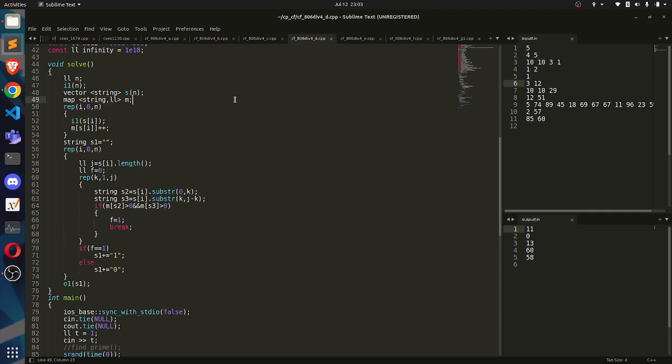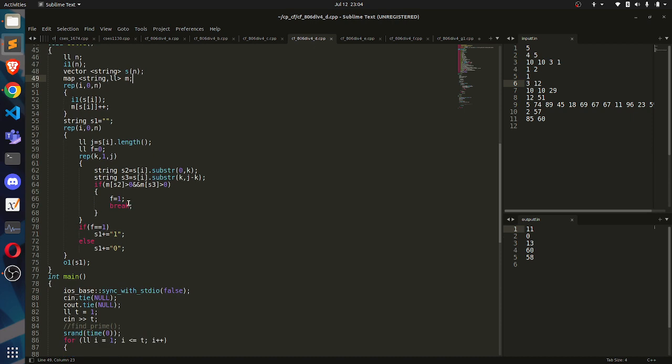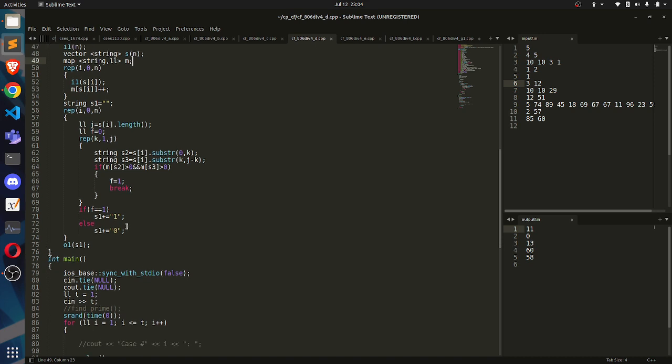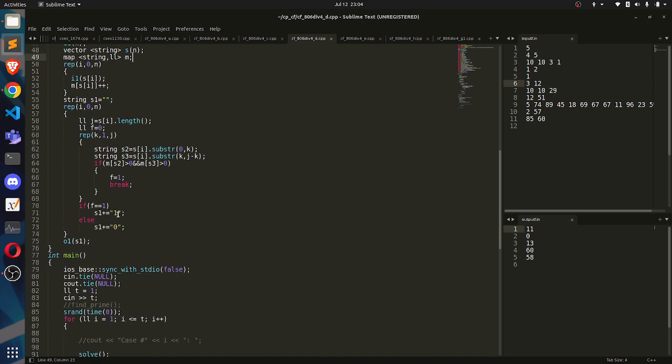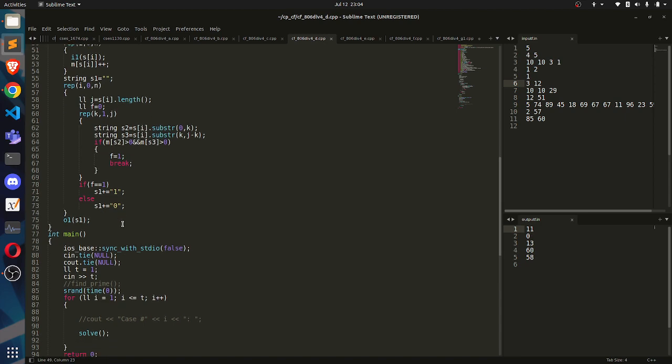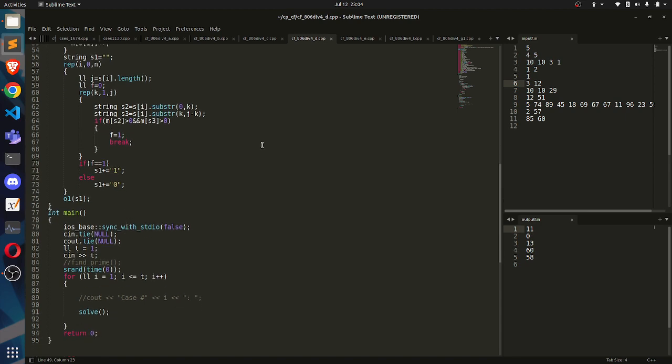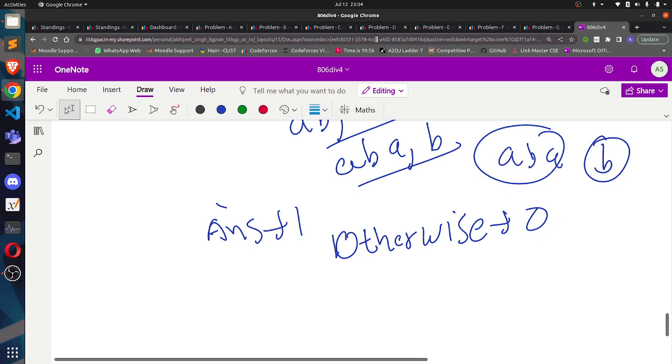So this is the code for this problem. For each string I am incrementing and storing its count in the map, and then if its length is j, I break it into all j minus 1 partitions and check whether both strings found by breaking it up are present. If so, the answer will be 1, meaning I store 1 if f becomes 1, or else I store 0. So let's move on to the next problem.